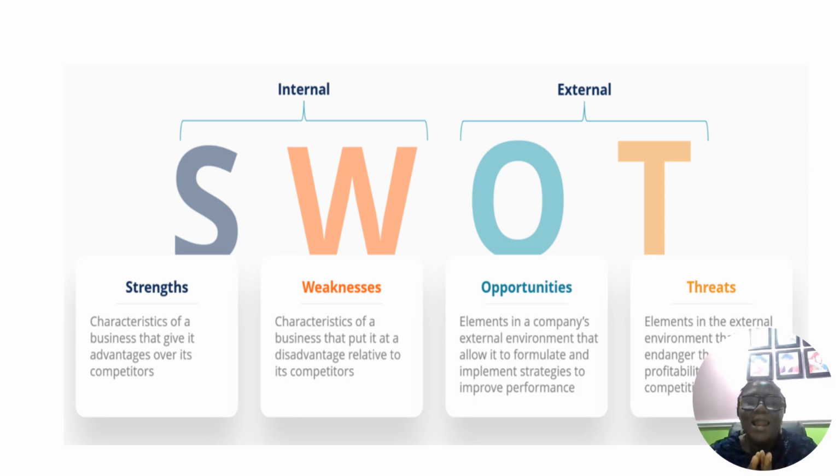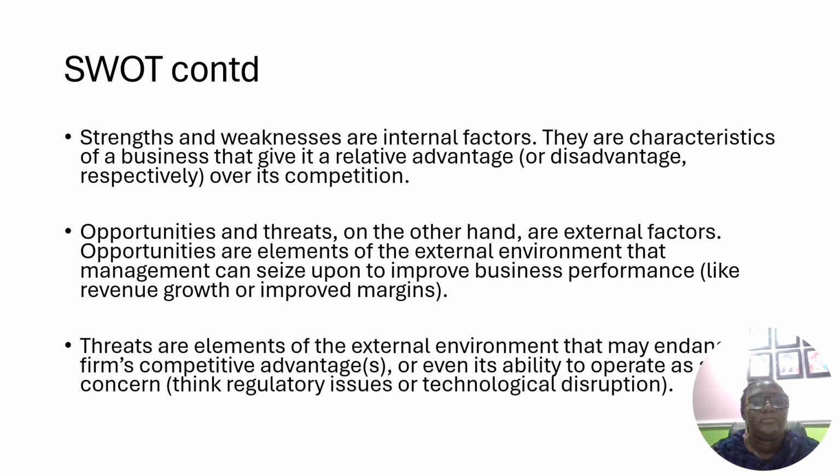Opportunities are elements in a company's external environment that allow it to formulate and implement strategies to improve performance. Threats are external elements in the environment that endanger the agribusiness firm. Note that strengths and weaknesses are internal to the system, while opportunities and threats, on the other hand, are external.